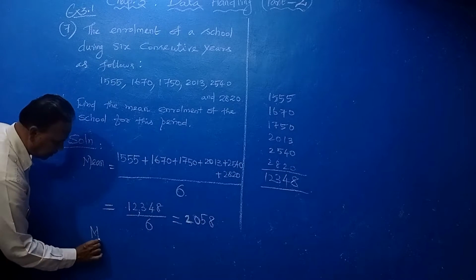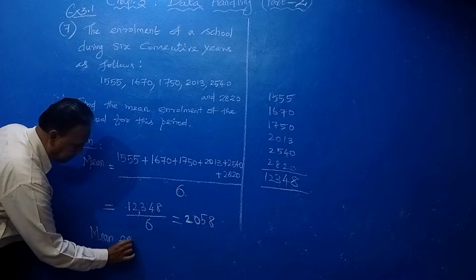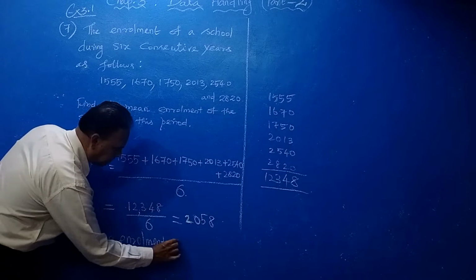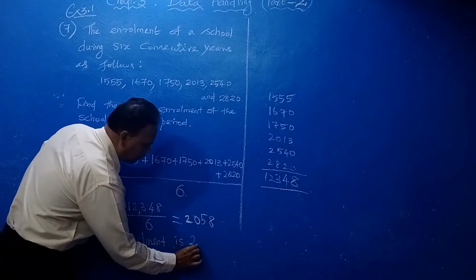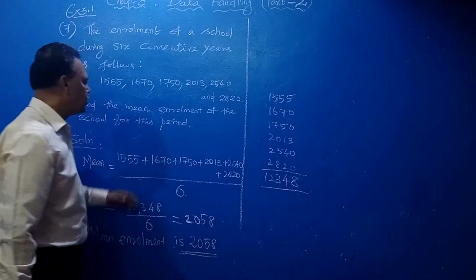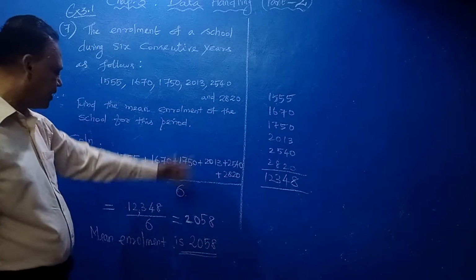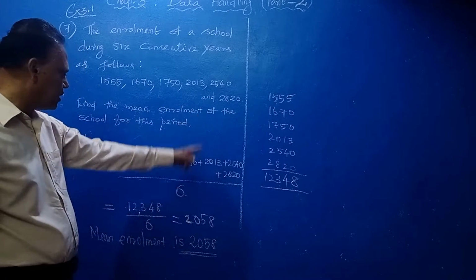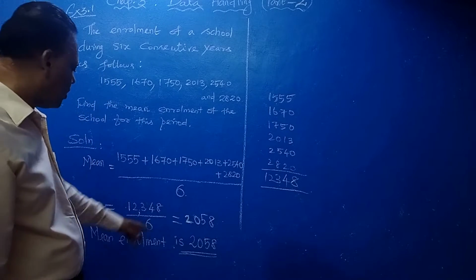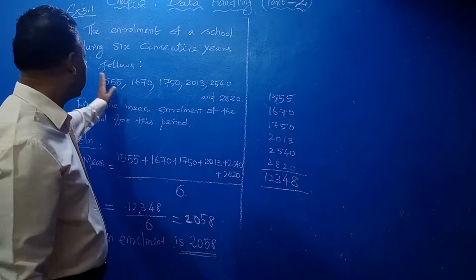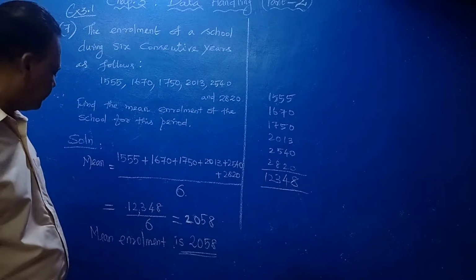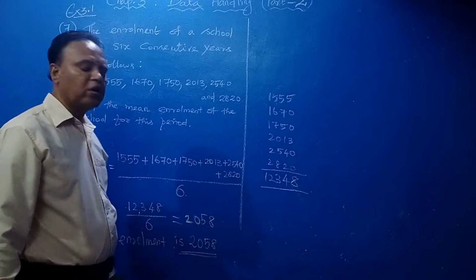The mean enrollment is 2058 for this period. For this particular period, the mean enrollment of the school is 2058. So you are getting almost the central value. From here to here you are getting almost a central value. So this is called the mean.